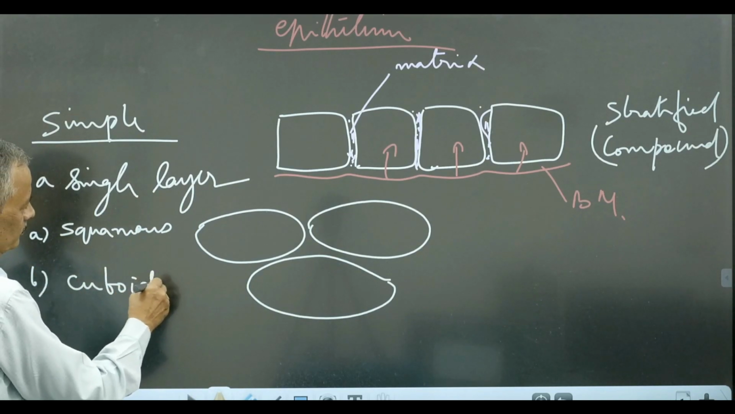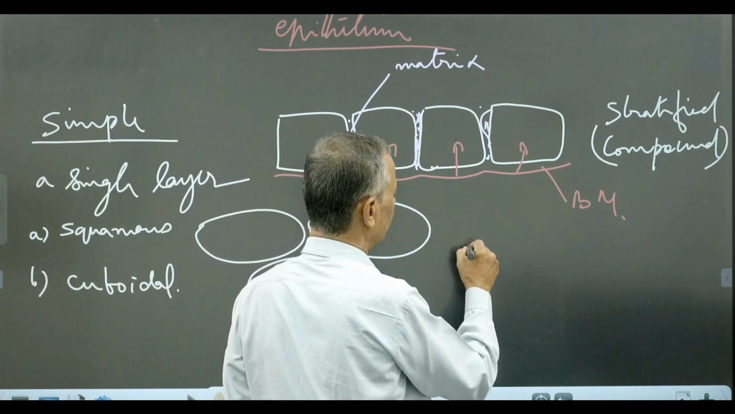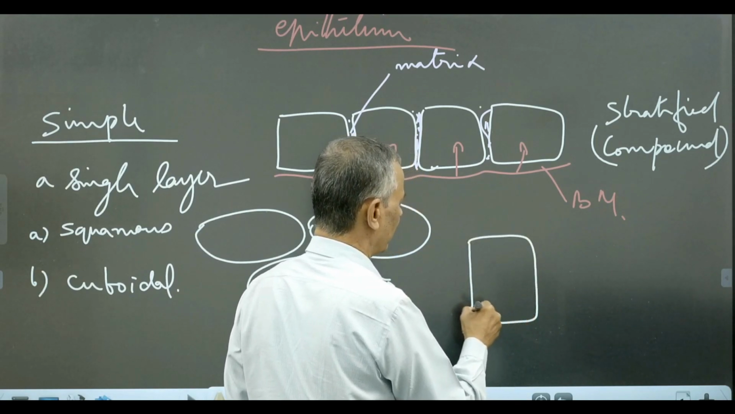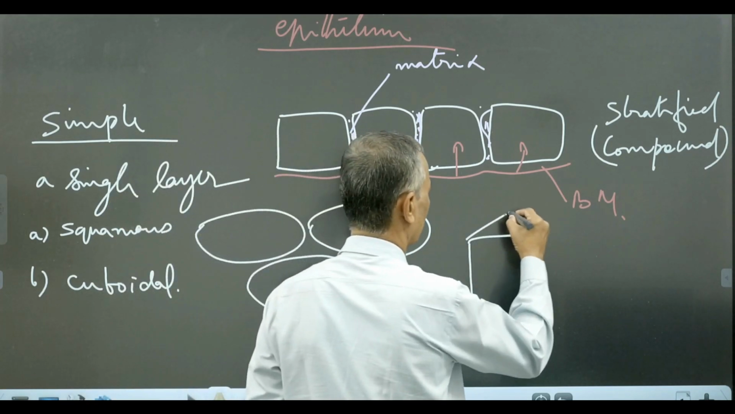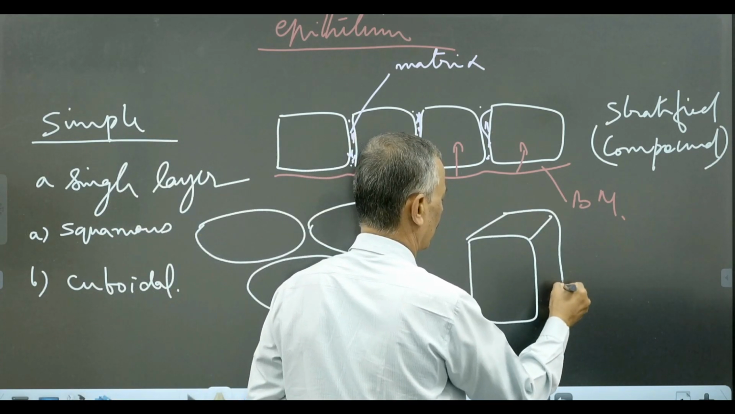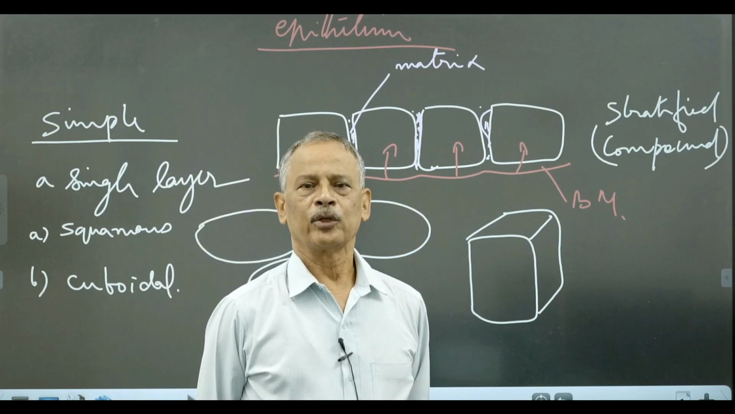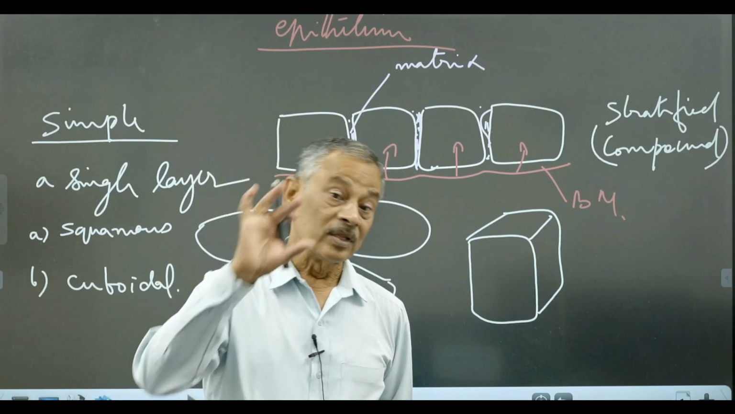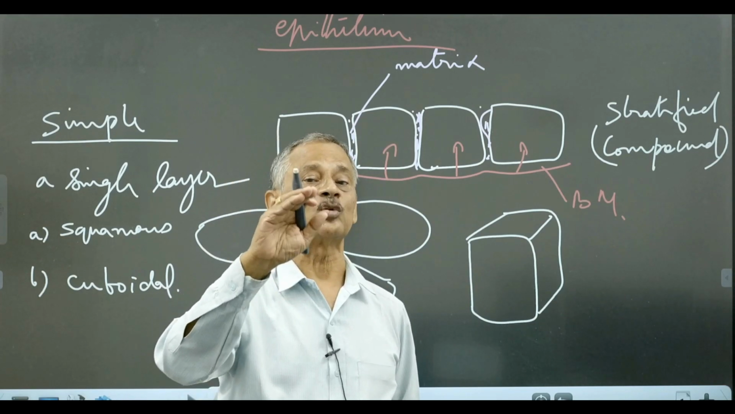2. Cuboidal. Here, the cells are not thin and flat, but they are as thick as they are broad. So, they are all thick cells, cuboidal cells, cubical shape. And since they are all thick, they cannot allow the exchange of materials through them.